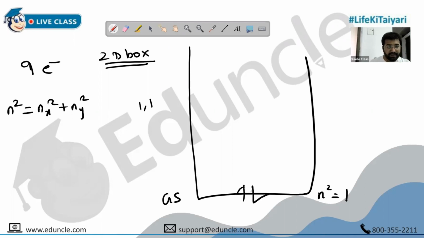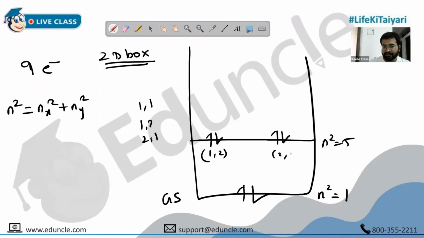Next, I've got 2 electrons, and after that I can have 1 2 and 2 1. They both will have the same value now. So what will be the value of n square? 1 square plus 2 square, that's 5 basically. N square will be 5. So that's the next combination. I can have 1 2 and I can have 2 1. So the 1 2 state can have 2 electrons. Sir, in the ground state nx ny is 1 1, so n square should be 2. Yes, absolutely.